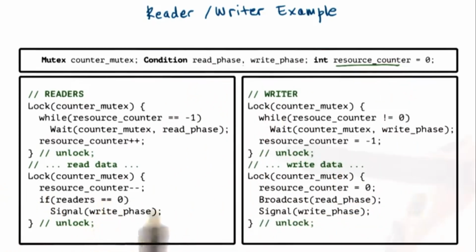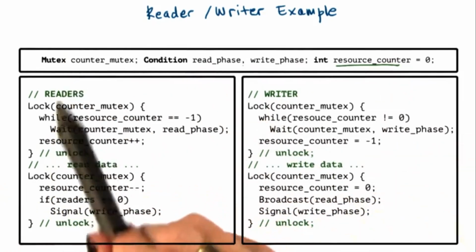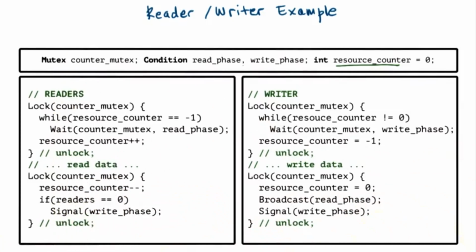So let's see what happens when the very first reader tries to access the file. The reader will come in, it will lock the mutex, it will check what the resource counter value is, and it will be 0. That's what the resource counter was initialized at. So it is not -1, perfect. We continue to the next operation. We increment resource counter. Resource counter will now have a value of 1. And then we unlock the mutex and we proceed accessing the file.